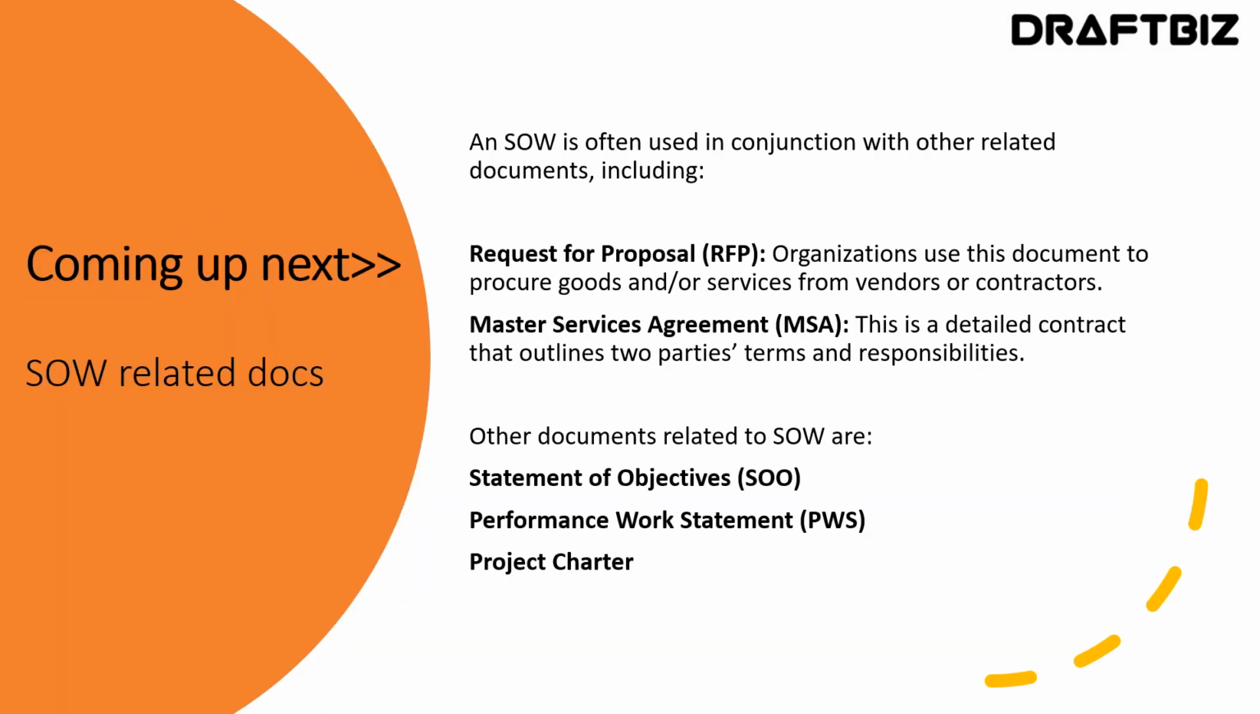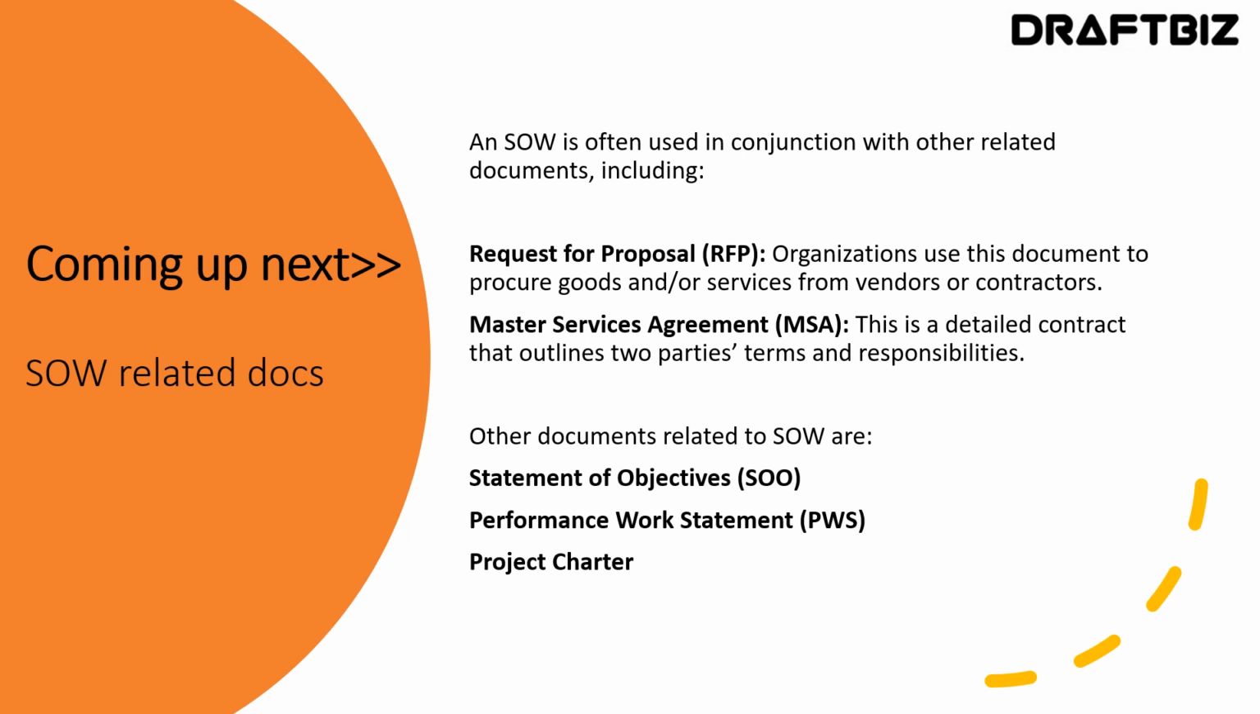Coming up next in our videos to follow are SOW related documents. An SOW is often used in conjunction with other related documents including request for proposal and master services agreement. RFP is a document used to procure goods and services from vendors or contractors, whereas MSA is a contract that outlines two parties' terms and responsibilities.